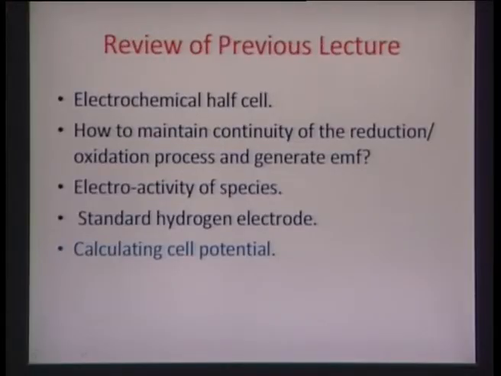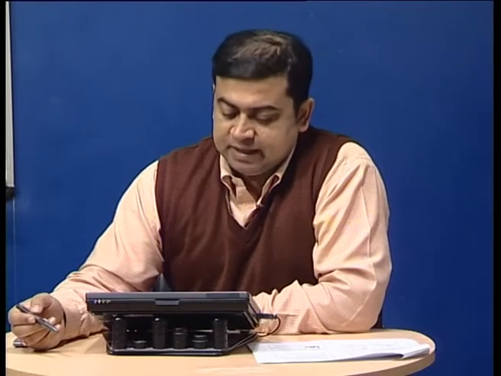Last time we talked about electrochemical half cells, and we also discussed how to maintain continuity of the reduction oxidation process. If you remember, there was a lump of zinc which we put in a copper sulphate solution, and immediately it would be covered with metallic copper, after which there would not be any reaction any further.